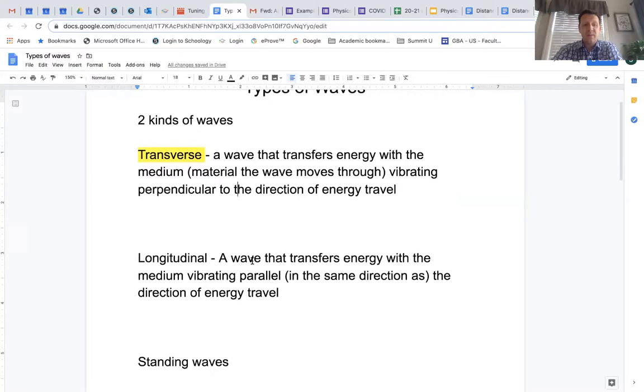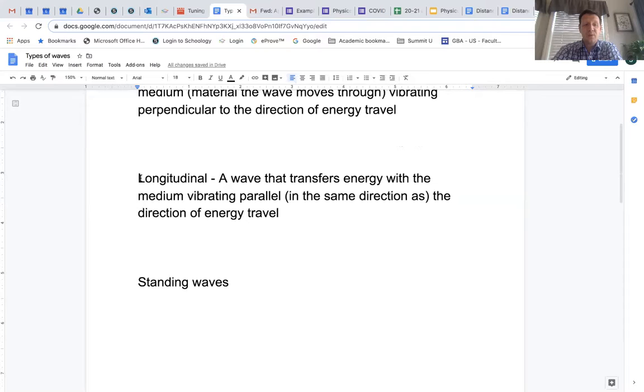The next kind of wave is this longitudinal wave. I'm going to highlight that in green for fun, for a different color. And that is a wave that transfers energy with the medium vibrating parallel in the same direction as the energy travel. So I like to represent this with parallel lines.